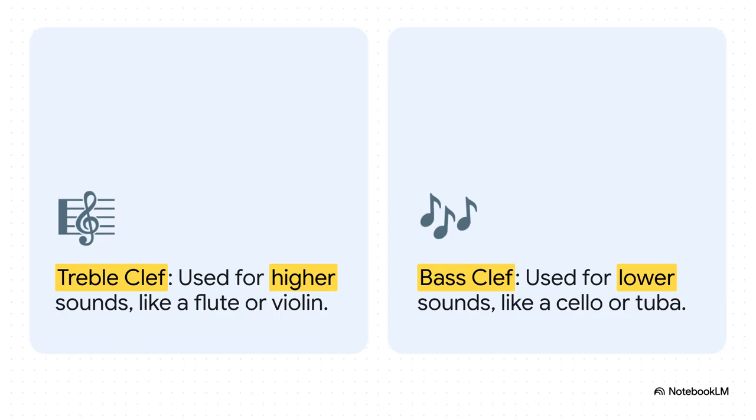Well, that's the job of this big symbol you see at the very beginning of the staff. It's called a clef. Think of it as the key to our musical map. The two you'll see most often are the treble clef for higher sounds like a flute and the bass clef for lower sounds like a cello.